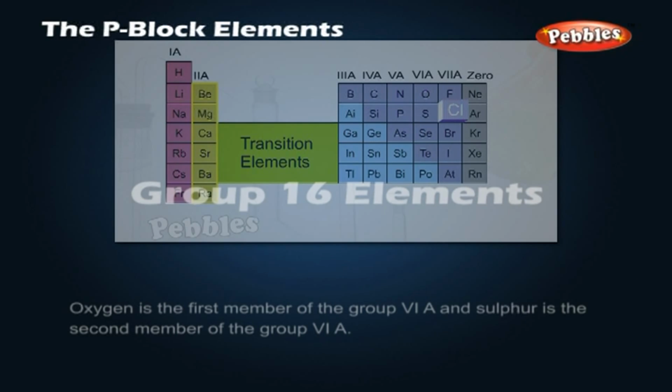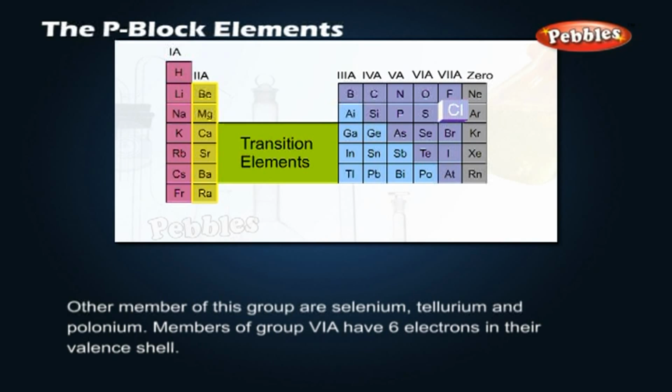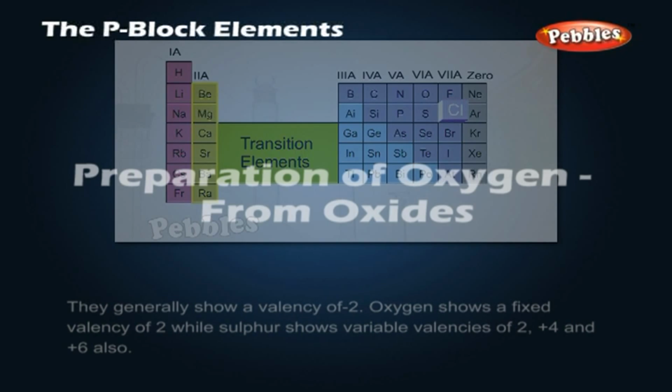Group 16 elements. Oxygen is the first member of group 6A, and sulfur is the second member of this group. Other members of this group are selenium, tellurium, and polonium. Members of group 6A have 6 electrons in their valence shell. They generally show a valency of -2. Oxygen shows a fixed valency of 2. Sulfur shows variable valencies of 2, +4, and +6 also.